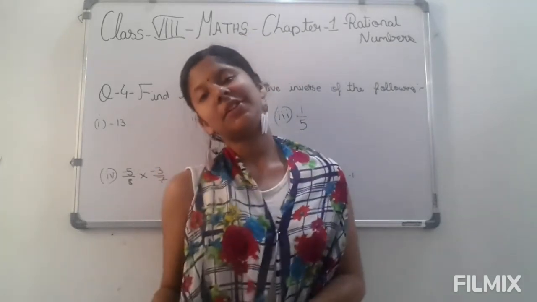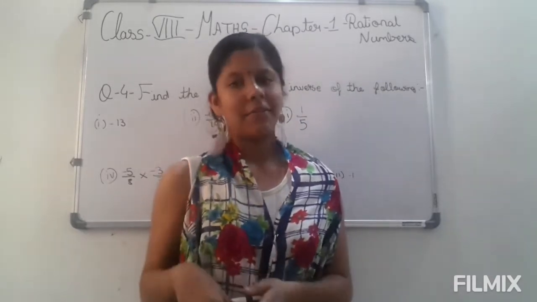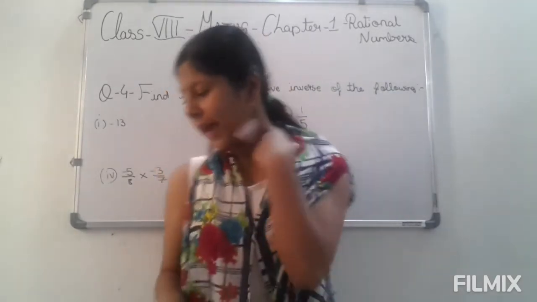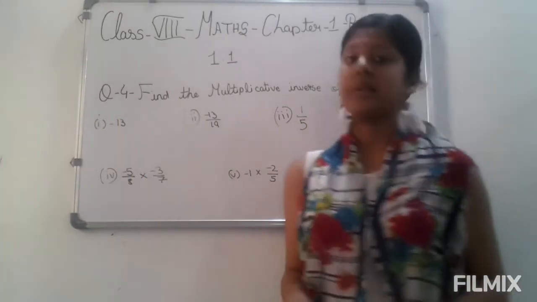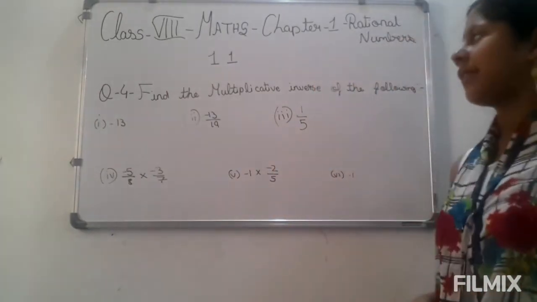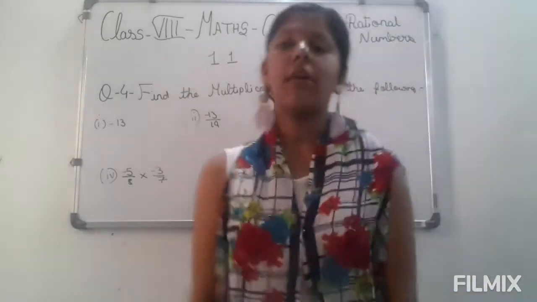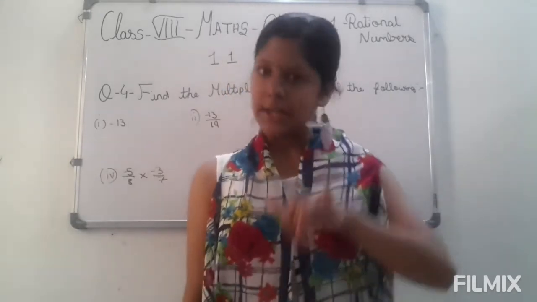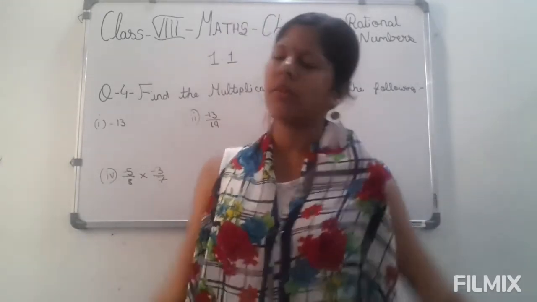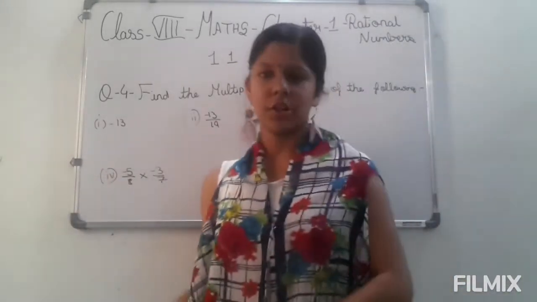So I'm here with your fourth question of all the parts. So let's begin. In our fourth question there are totally 6 parts. The question says: find the multiplicative inverse of the following. We know additive inverse. We have almost seen all the topics. We covered all the topics in our introduction video.